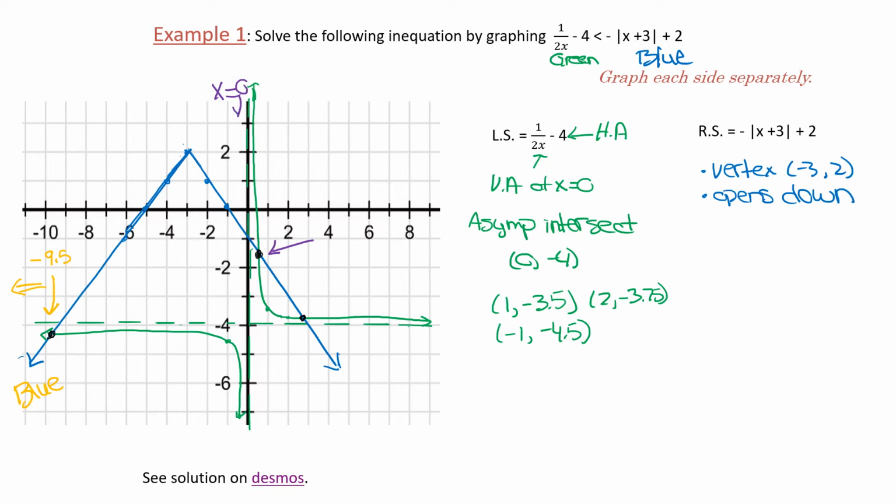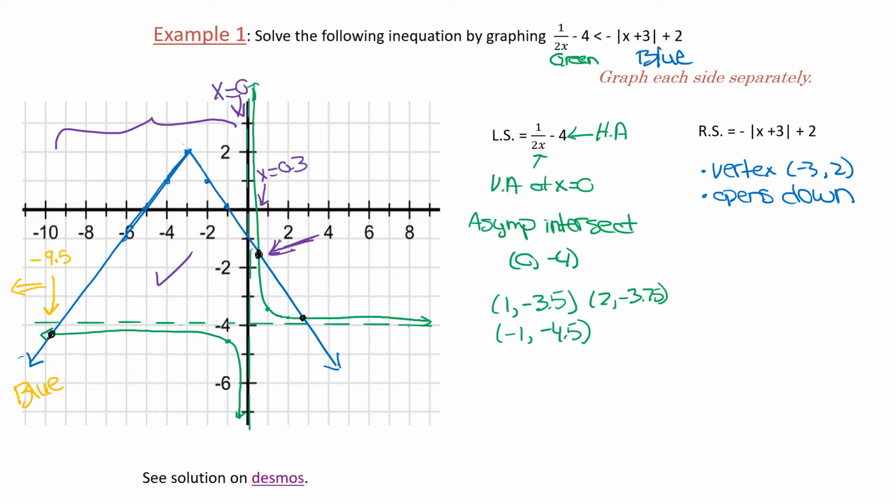So looking down there along the asymptote, which one is lower there, the blue or the green? And the green one is. So this section is good. We want to use this section between negative 9.5 and 0. That's going to be part of our solution. Now we have to look between the asymptote and our other point here. Let's say that's x equals 0.3 right down there.